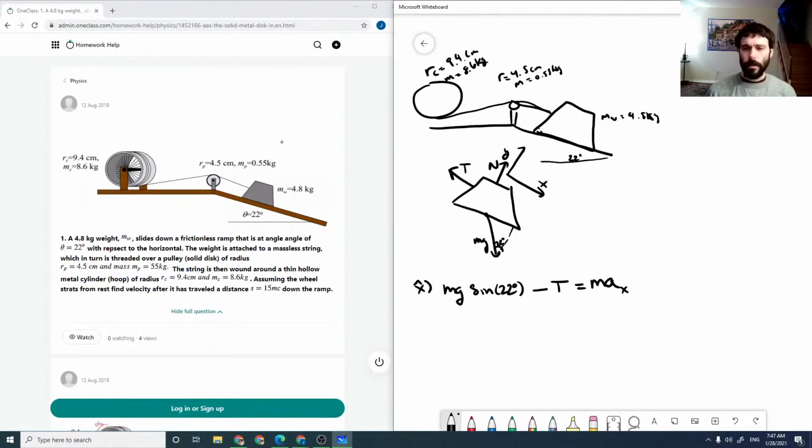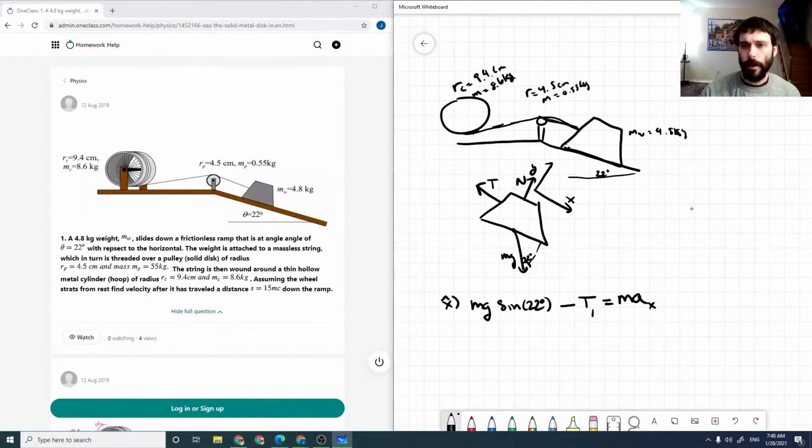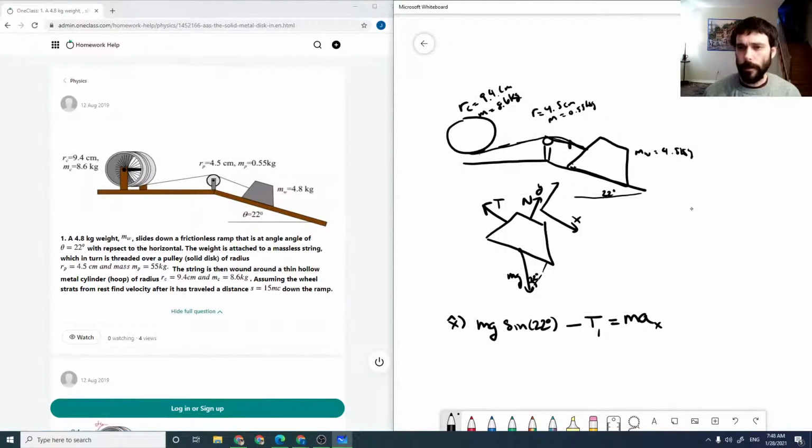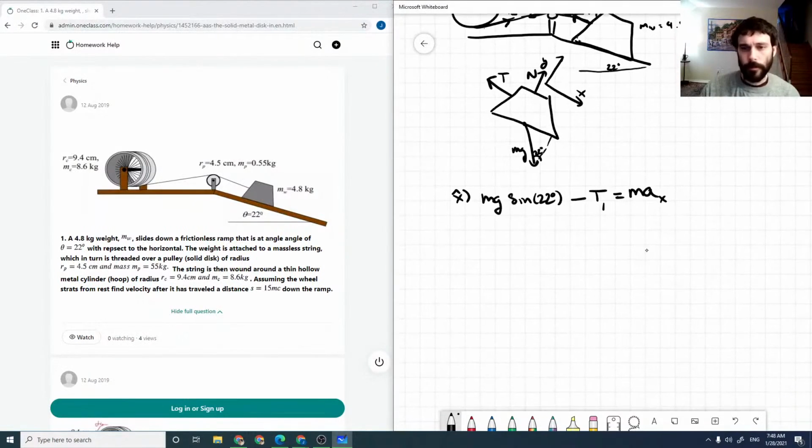Now this acceleration is going to be the acceleration of the string and the entire system. I'm going to call that tension T1. Just to differentiate it everywhere here, we've got T1, T1, T2, and T2. Okay, so now looking at the pulley, our pulley has a T1 and a T2.